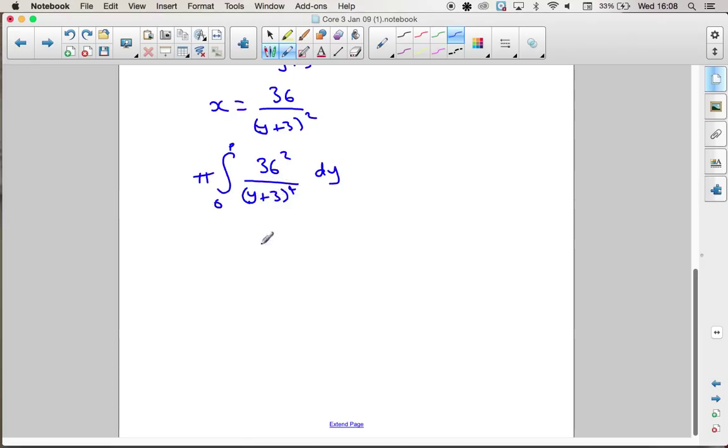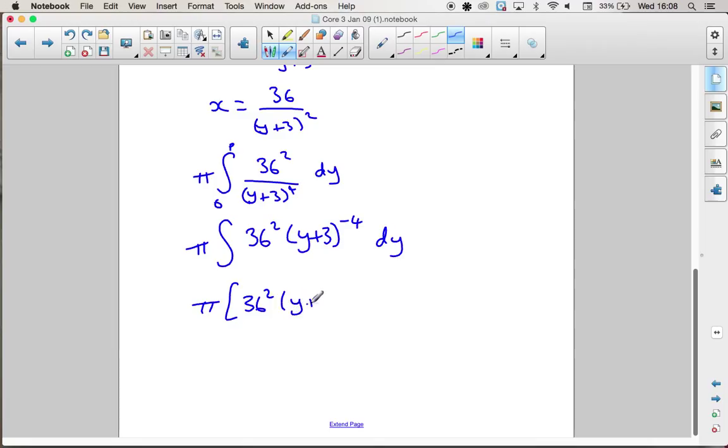In order to integrate this, I'm going to want that (y plus 3) to the power of 4 as a negative power on the top, so that I can add 1 to the power. 36 squared is just a coefficient, so you can leave that there. You could put it outside here. It's up to you how you prefer to see it.